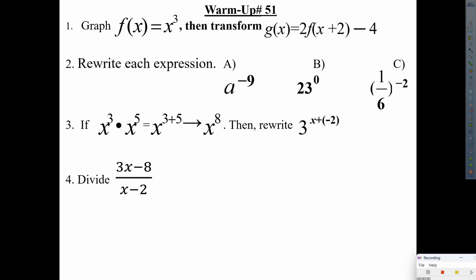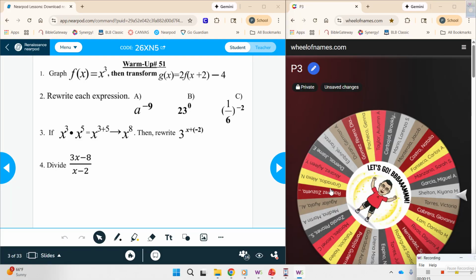Warm-up 51 is on the screen. Let's get started, please. That shouldn't take you long by now. I'm going to start with number 2. Number 1, I'm going to have you do the graph by yourself. Show your neighbor your graph. See what you got for that transformation.